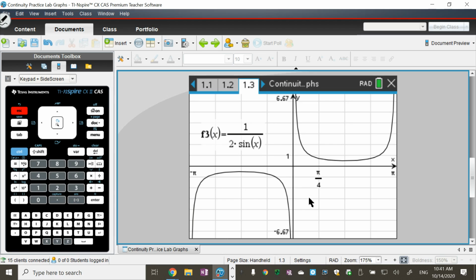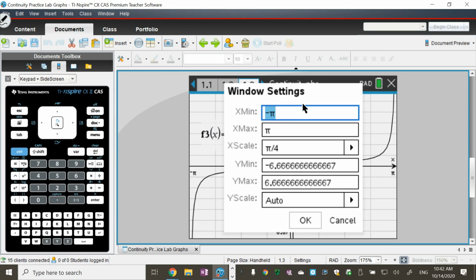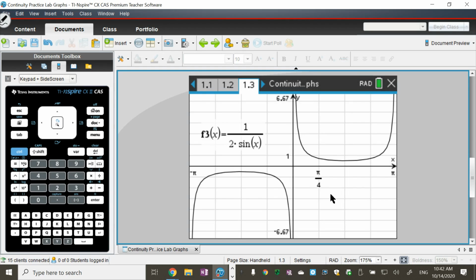Now, to make these look good, you don't want to just let the calculator do this. If you do, you're just going to see a lot of wavy lines. It's not helpful. So you hit menu, then Window/Zoom, and then you play with your window settings. Notice I went from negative pi to pi, and then I counted by pi over 4. When I do that, it's a lot easier to see where I'm looking on the graph. If you don't do that, it's very difficult to see or check the work that you've done.